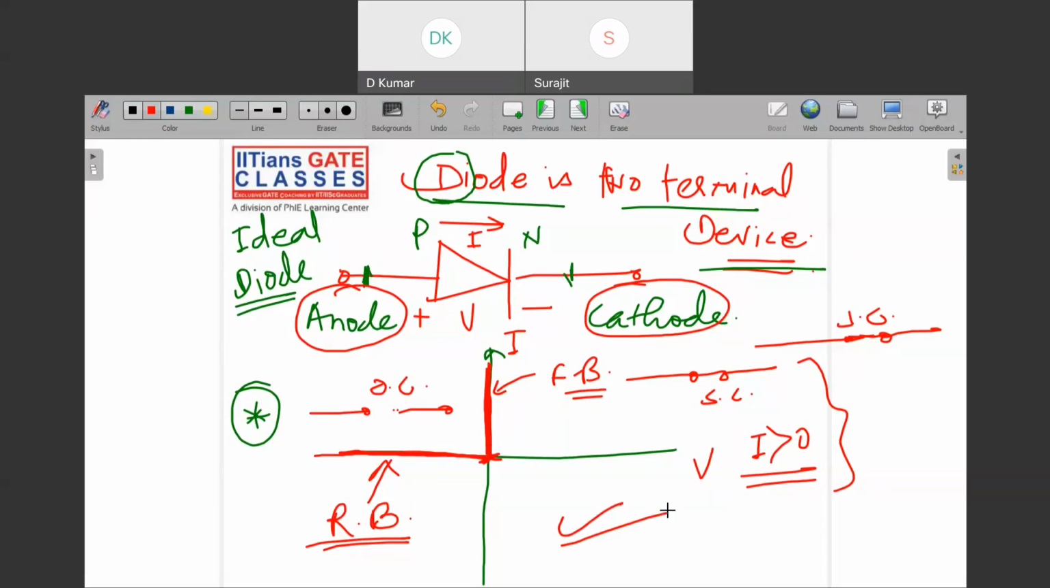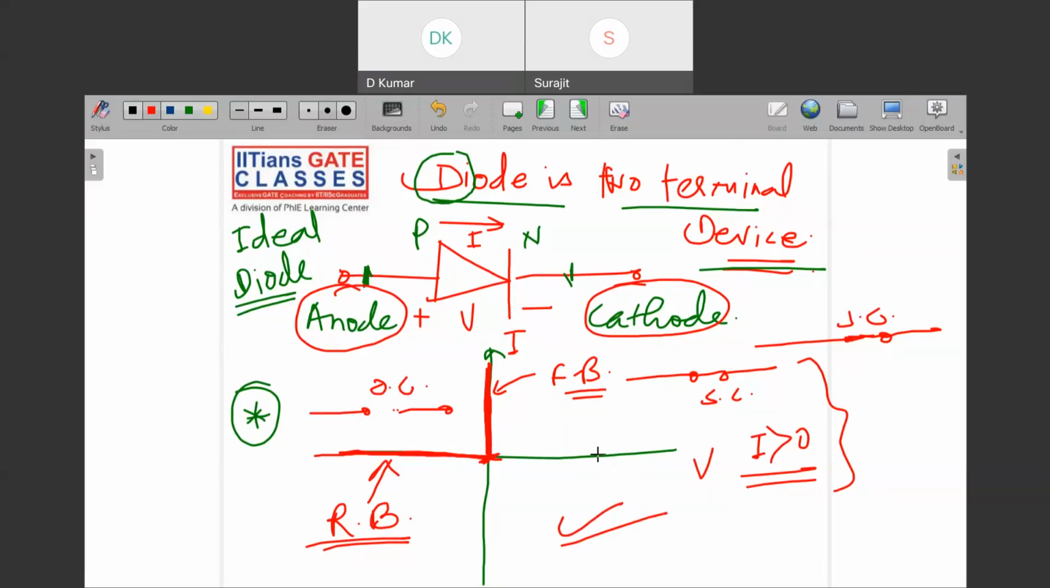Yes. Srihari, have you understood this? And Surajit? I think he has left. Yeah, he might be facing some internet problem. Yeah, network issue, that is the main problem.